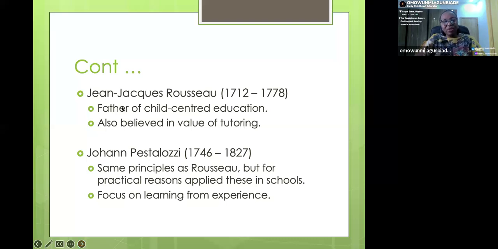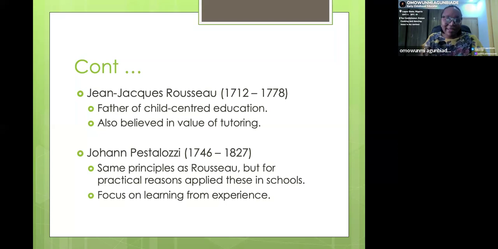Also, we have Rousseau. Rousseau was the father of child-centered education and also believed in the value of tutoring. He believed that in education we need to follow the child's natural development. As we study Maria Montessori, you will discover that this is the core of her philosophy. We need to follow the child.